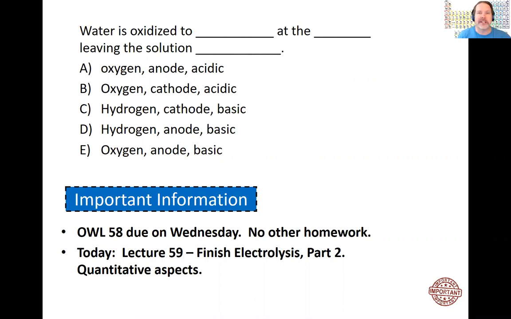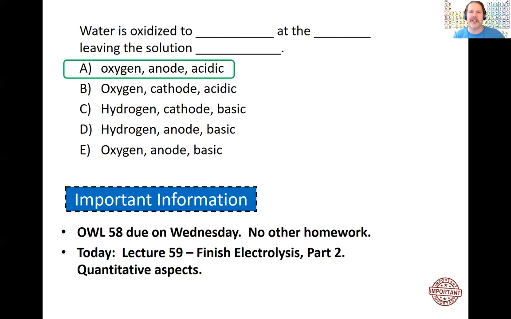All right, first question to get us warmed up. Water is oxidized to what, at the what, leaving the solution what? What do you think? You can always pause the video and think about one of these answers and see if they make sense. Water oxidized to hydrogen and oxygen. It's one of those. It's just at the anode or cathode. It's one of those, and it's leaving the solution acidic or basic. It's one of those, and you picked, hopefully, oxygen is made at the anode, leaving the solution acidic.